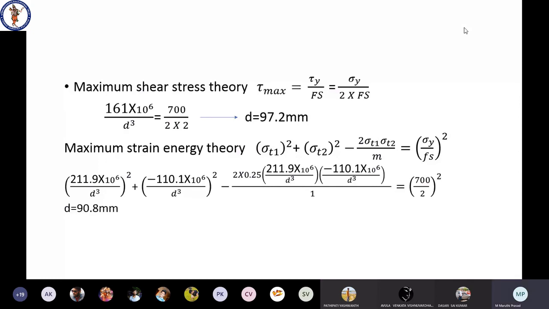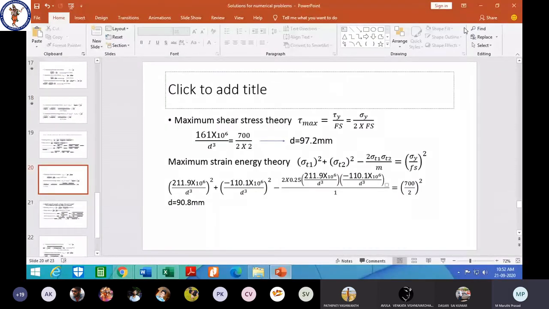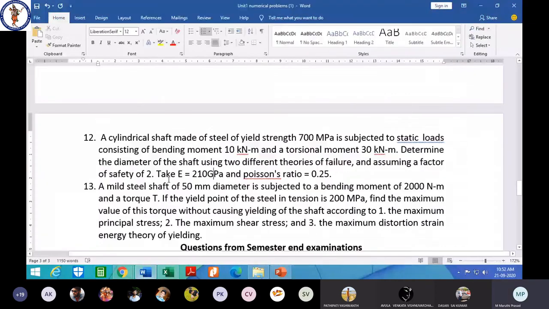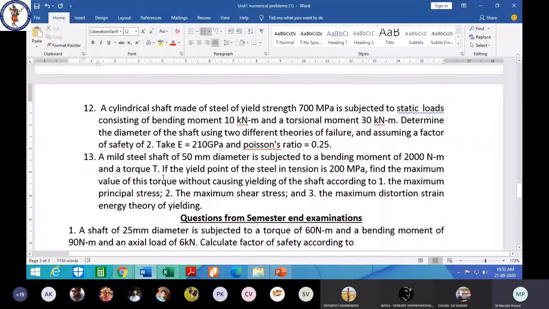This is problem number 12. Then we are going for problem number 13, the third under this category. A mild steel shaft of 50 diameter. Here the machine member is the shaft and its dimension is already given for us.